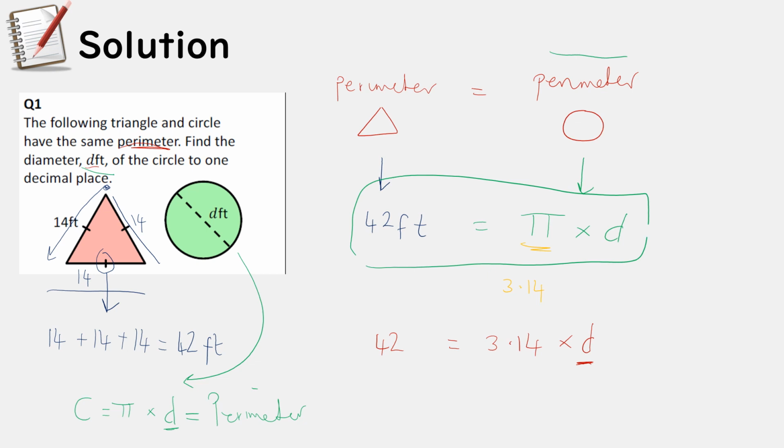Using that algebra, we want to get diameter on its own. So we want to end up with D equals. How are we going to get to that? Well, I need to get rid of this bit here to leave diameter on its own.